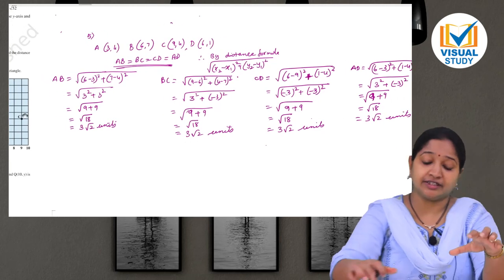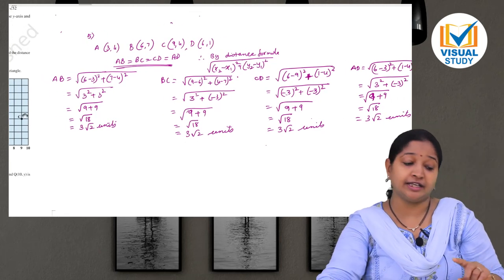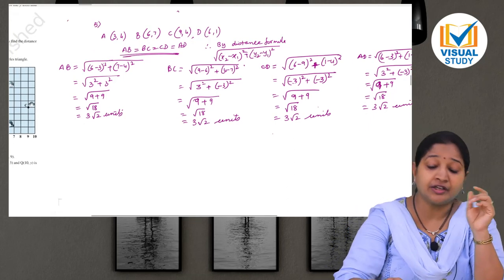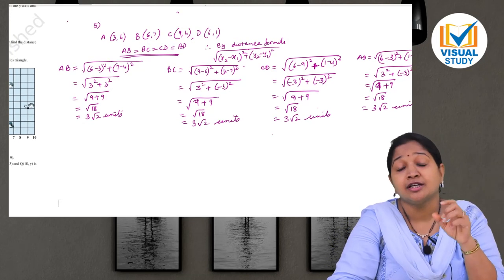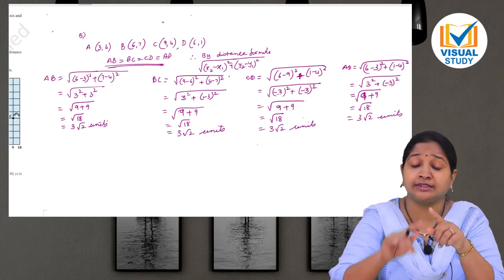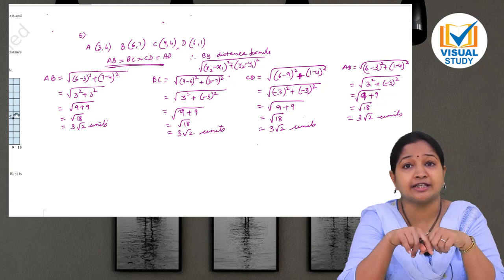Now, looking at this, we can see all the four sides are equal. All the distances between the four sides are equal. But we can't stop here, because what is the rhombus property? Rhombus property is also known. Yes, that is all the four sides are equal.